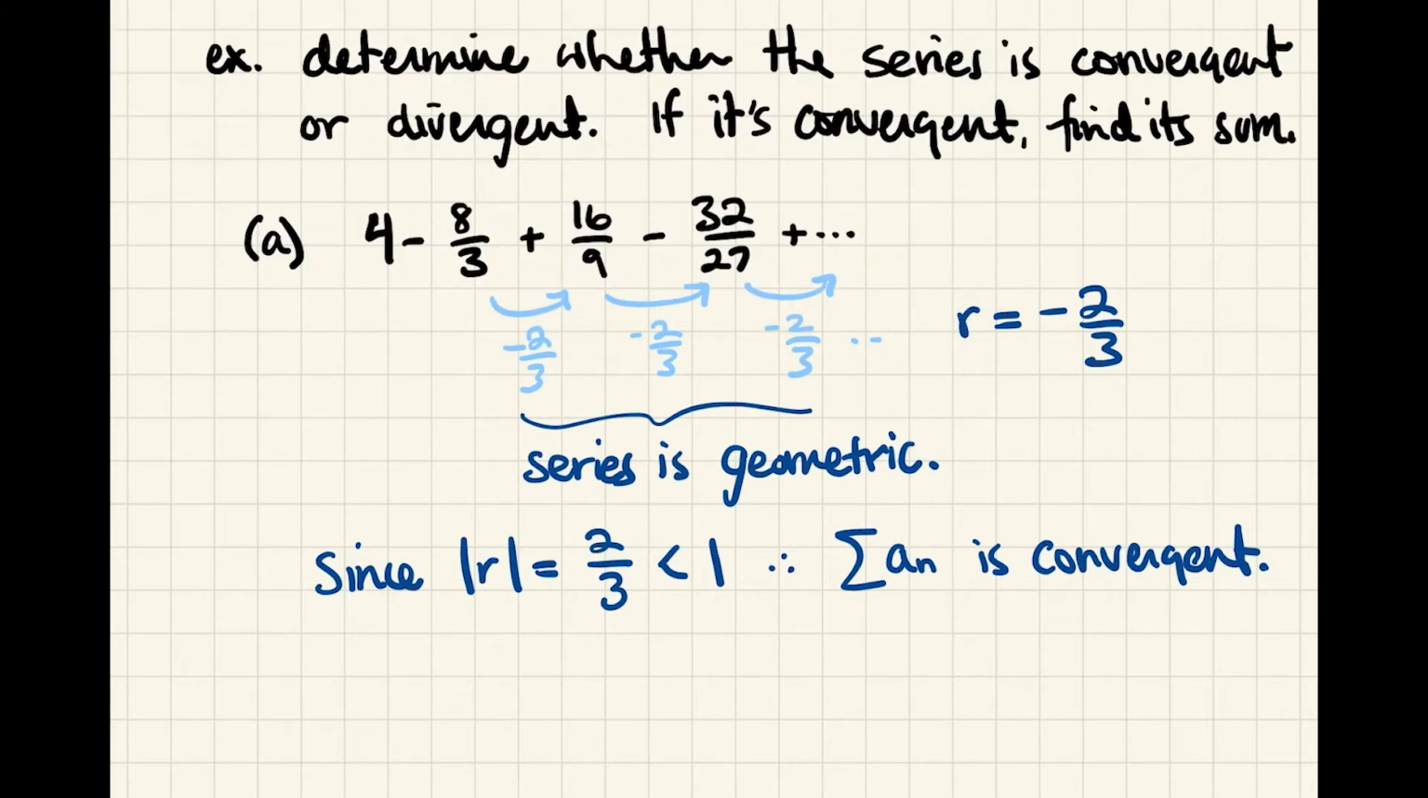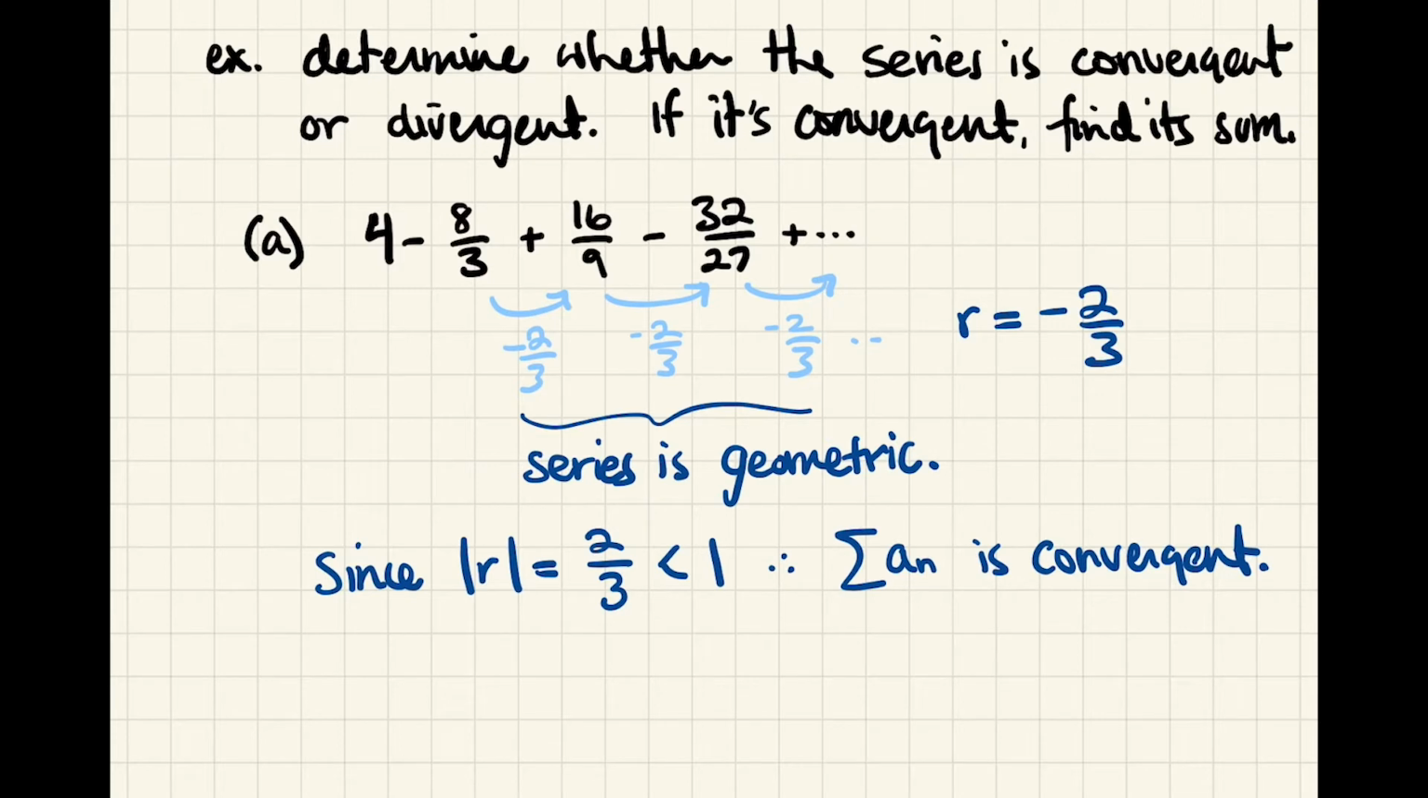There we are. Okay, so a little note about articulation: it's very important that you demonstrate your thought process. So don't just conclude out of the blue that a series is convergent or divergent. You need to give some justification. Here, it's because specifically the absolute value of r is 2/3, and 2/3 is less than 1. That's why the series is convergent.